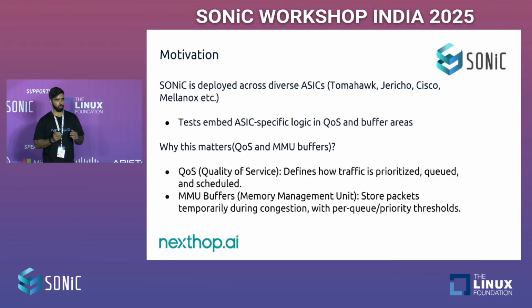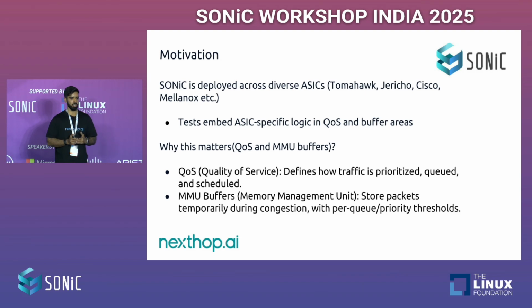For those who are new to QoS and MMU, QoS is basically quality of service. It defines how the traffic is prioritized, queued, and scheduled. It plays a significant role when you have congestion, right? That's when ASICs use buffers to account for packets when there is congestion. In-flight packets are stored in the MMU. So that's about MMU.